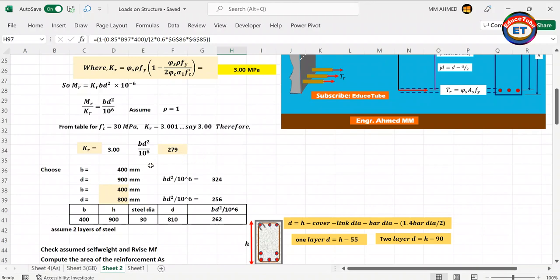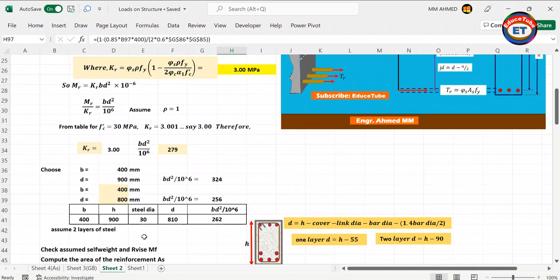Now, once we get 279, bd square by 10 to the power 6, how will you be sure that your assumptions for b and d value, like 400 by 900 or 400 by 800, are correct or near this? So what you will do, bd square by 10 to the power 6 equal to 279, there is another table we are using. But here I have to do some additional things. Say b equal to 400, h equal to 900.